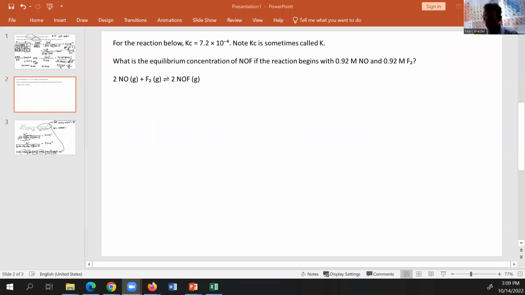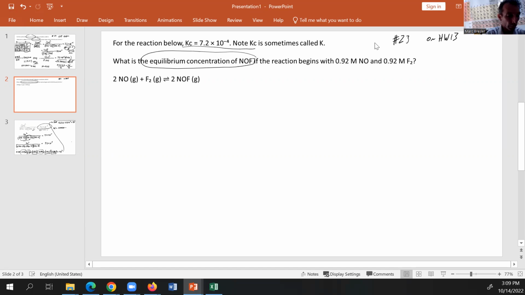Hi, Chem162. So there's a question on the homework. It's number 23 on homework 13. And this is one of the more challenging equilibrium problems, finding the equilibrium concentrations given the Kc values.